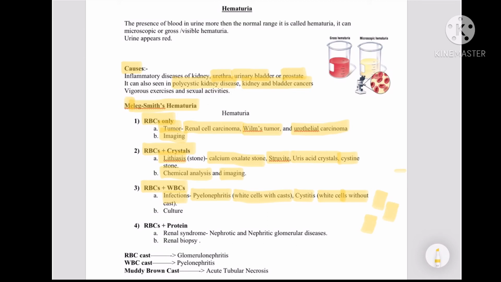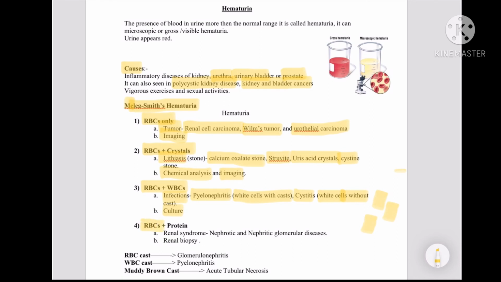If it is WBCs and RBCs with casts, that shows pyelonephritis. Only RBCs, fresh red blood cells, along with WBCs but no casts, show cystitis or lower urinary tract infection. And culture will help us distinguish the different types of bacteria.